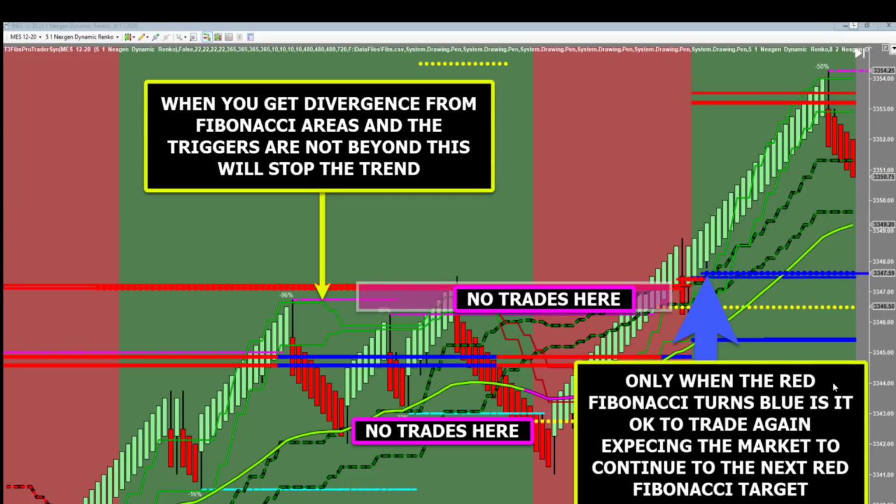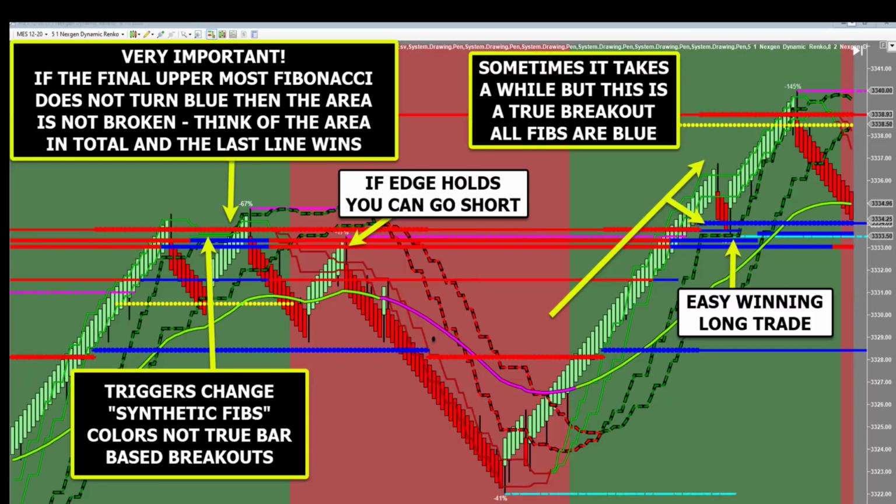And this is very simple. Only when the red Fibonacci turns blue is it broken. So if the triggers are up and the fib is blue, we're trying to take an attempt to buy the market on the breakout to get up to this next area. Everything that you do is predicated on Fibonacci and trigger line looks, reads, and colors. Now there's one little exception to that, which you'll see, which is our trade number 2 that's in our plan.